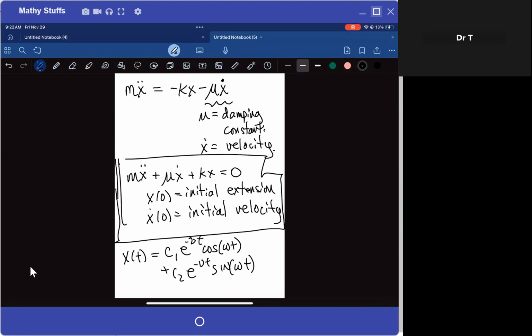This e to the negative nu t, I called it nu. It looks like a V, whatever. So that term right there is creating an envelope. Think about what e to the negative t looks like. Looks like this. So you see that decay happening there. And that creates an envelope for the oscillations, and you see the sine and cosine stuff getting damped out.